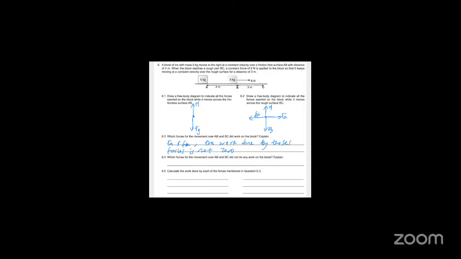Okay, let us move to the next one. Which forces for the movement over AB and BC did not do any work on the block? The normal force N and FG. They are acting perpendicular to the displacement.